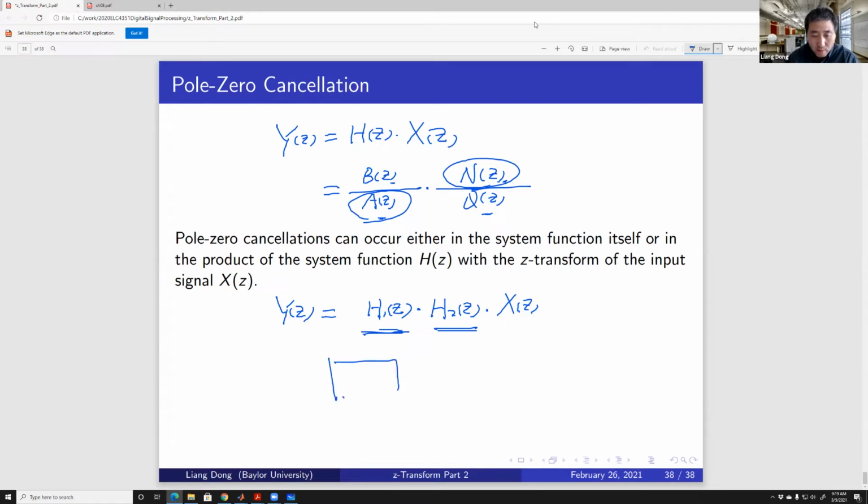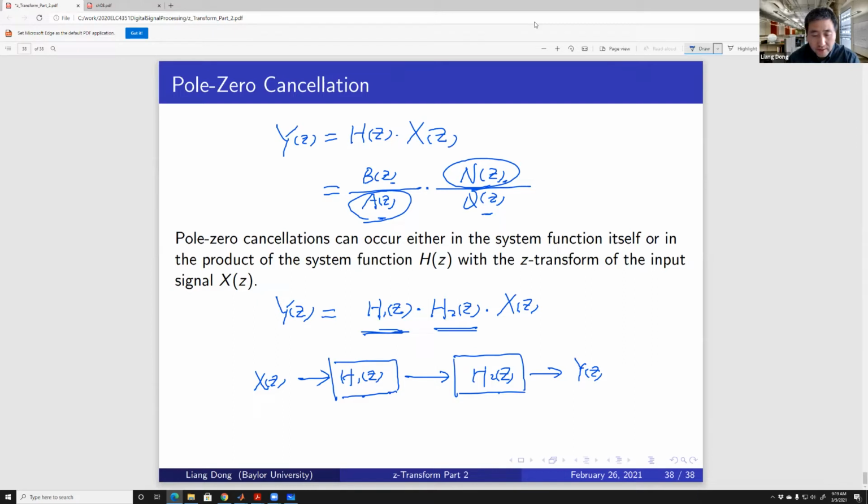And in the block diagram, you have the input signal, you got H1. So what I do is I cascade another system, H2(z). It's designed such that the zero here is the same as the pole here, the out-of-bound pole, the out-of-unit-circle pole. And then we can cancel that and give us a very nice and stable system.